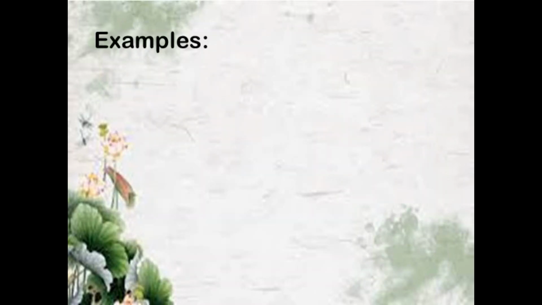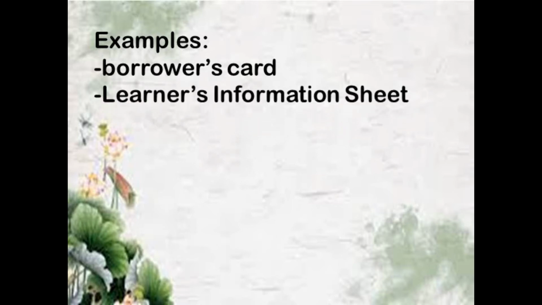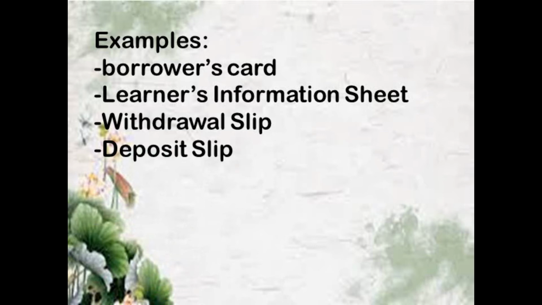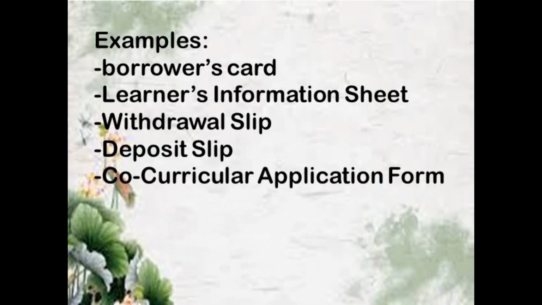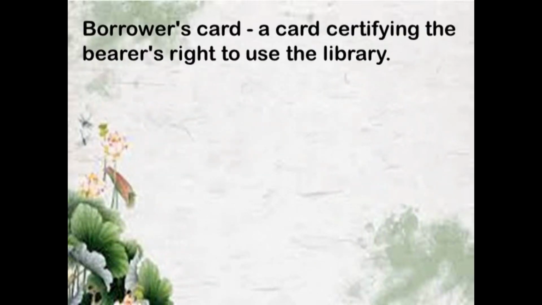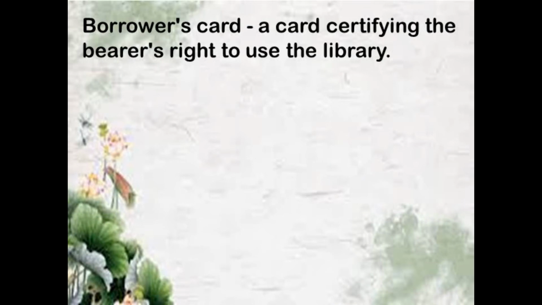These are the examples of forms. One is borrower's card. Two, learner's information sheet. Withdrawal slip. Deposit slip. Co-curricular application form. Let us discuss each one by one.